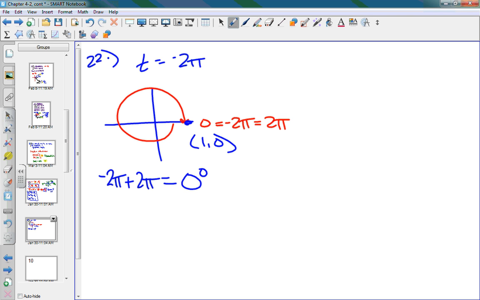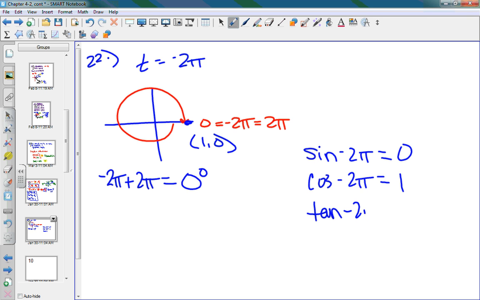So what's my sine? Sine at negative 2 pi is going to be my y coordinate, which is going to be 0. What's my cosine? Which is going to be my x coordinate, which is going to be 1. And what's my tangent? 0 divided by 1 is 0.